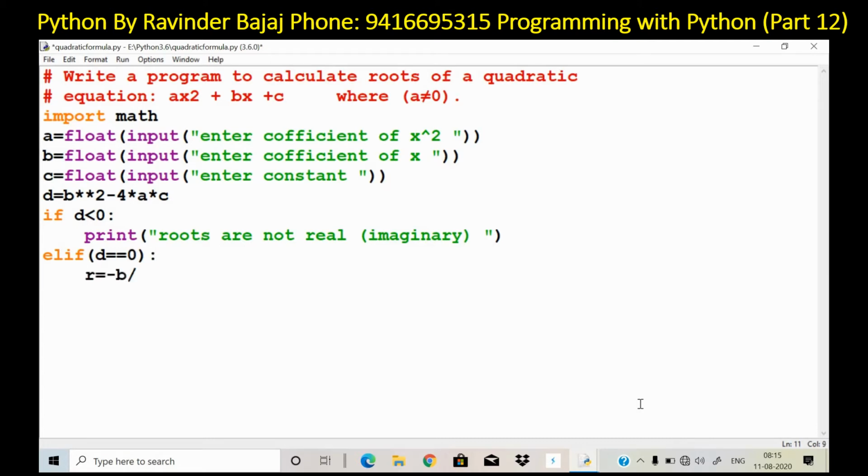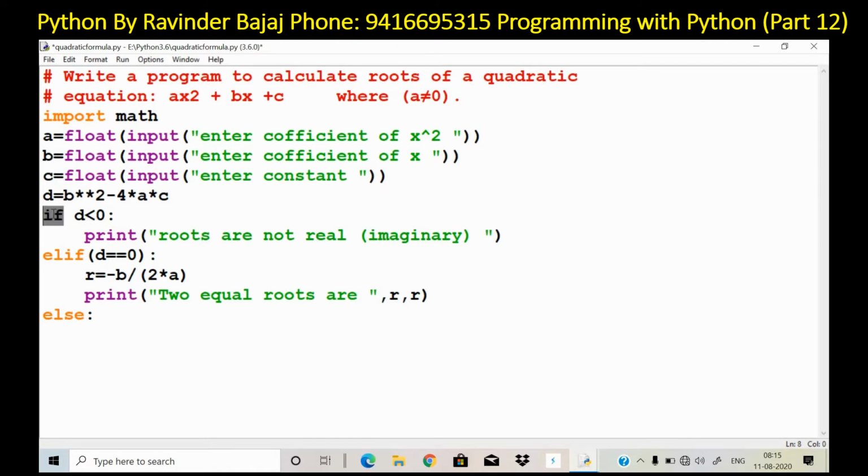roots are there. So r is equal to minus b upon 2a. So b square minus 4ac is 0. That's why it will calculate only one root. Print two equal roots are r and r. Else. Now in this else statement, see very carefully.